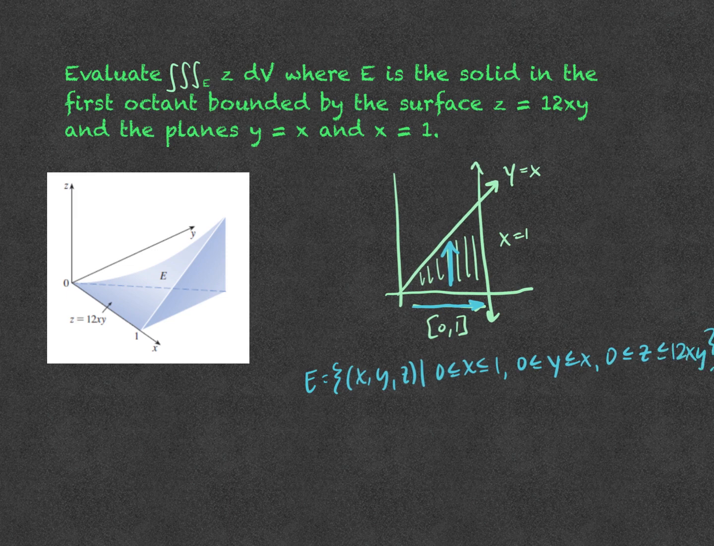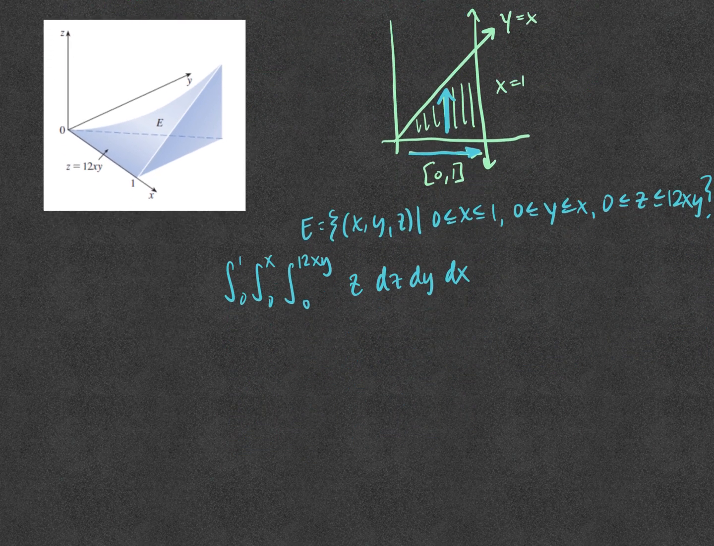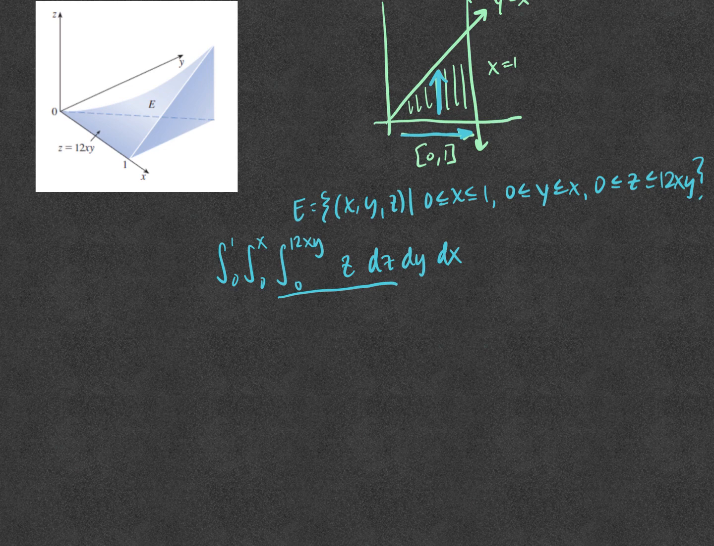So we're going to build our triple integral. I'm going to start with the outside being x because the bounds are 0 to 1. And then the next integral will be y from 0 to x because it has an x in the integrand. And then the z will be 0 to 12xy. And if you go back up here, we're evaluating the triple integral of z over the volume. So z goes here, and then we're going to work from z, and then we have y, and then we have x.